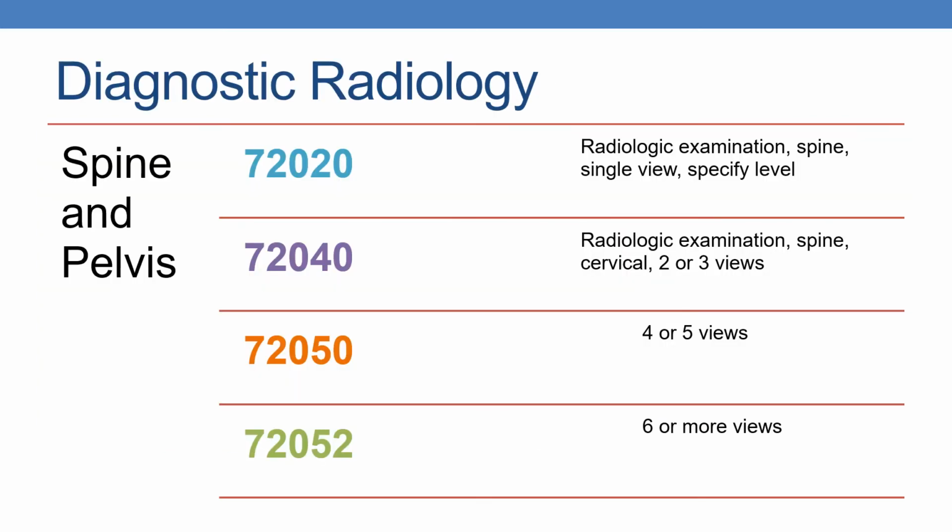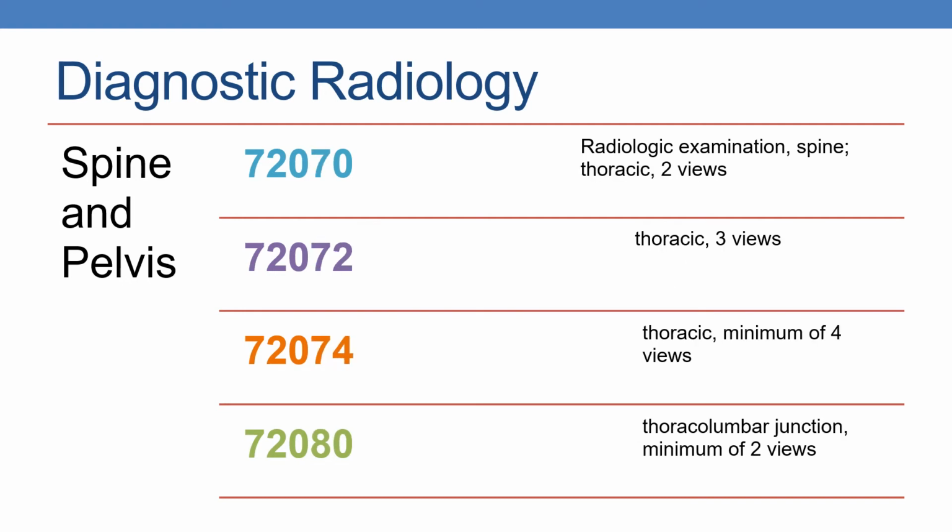Now coming to diagnostic radiology CPTs for spine and pelvis. The first CPT is 72020. Radiological examination spine single view specified level. The next is 72040. Radiological examination spine cervical 2 or 3 views. 72050 is radiological examination spine cervical 4 or 5 views. 72052 is radiological examination spine cervical 6 or more views.